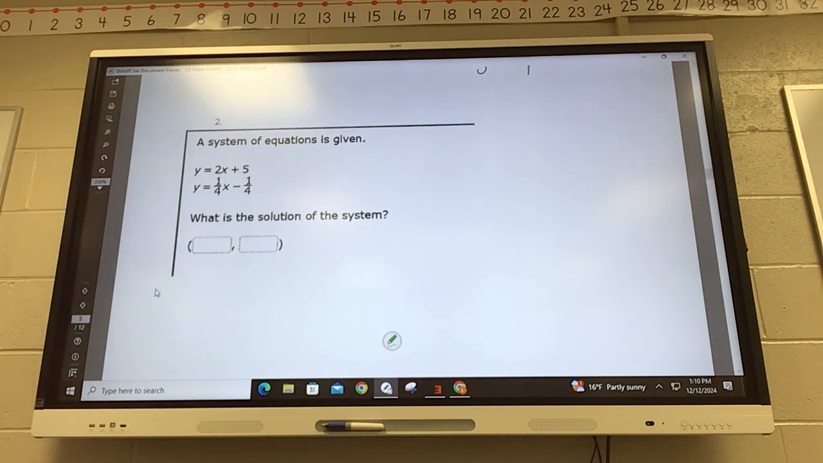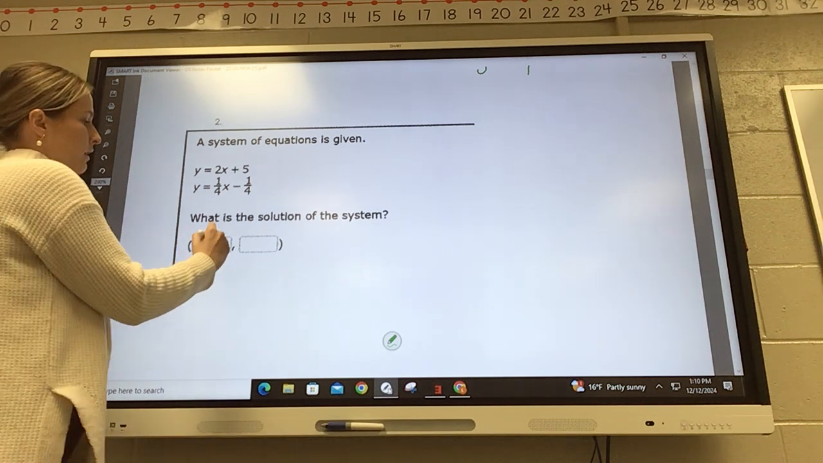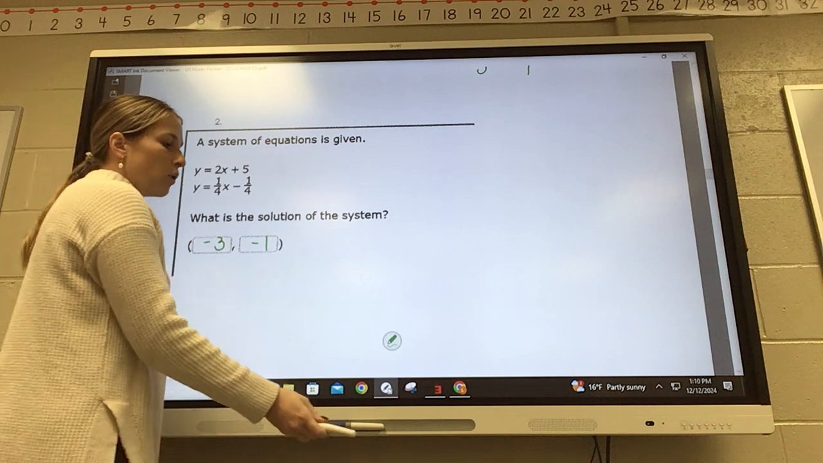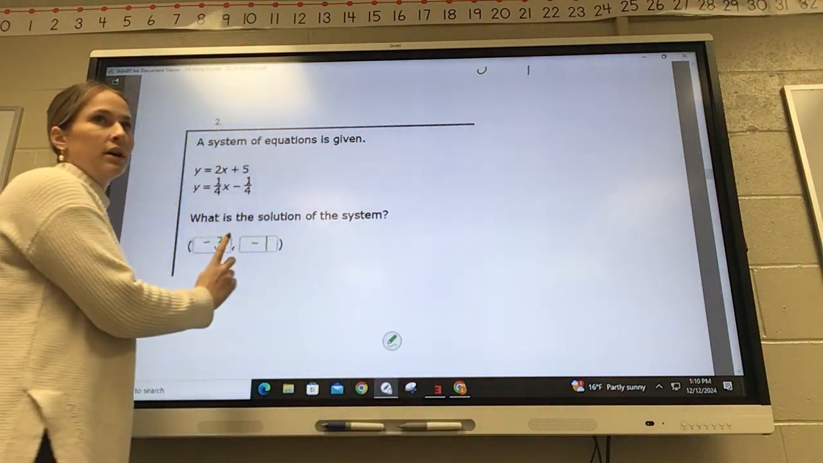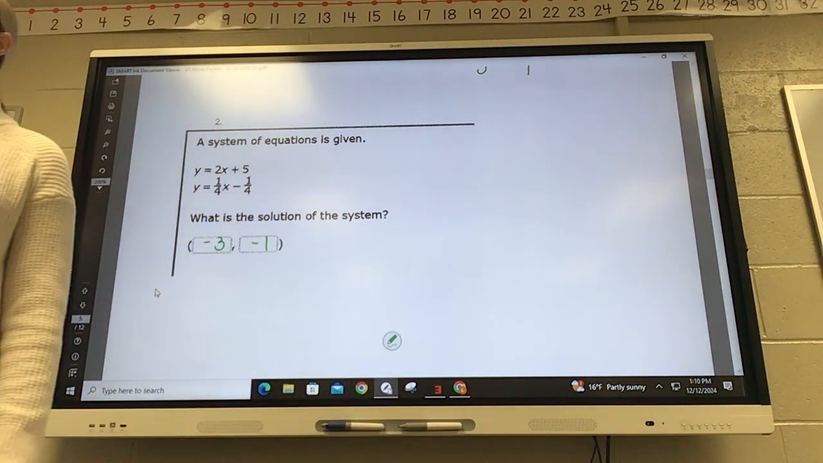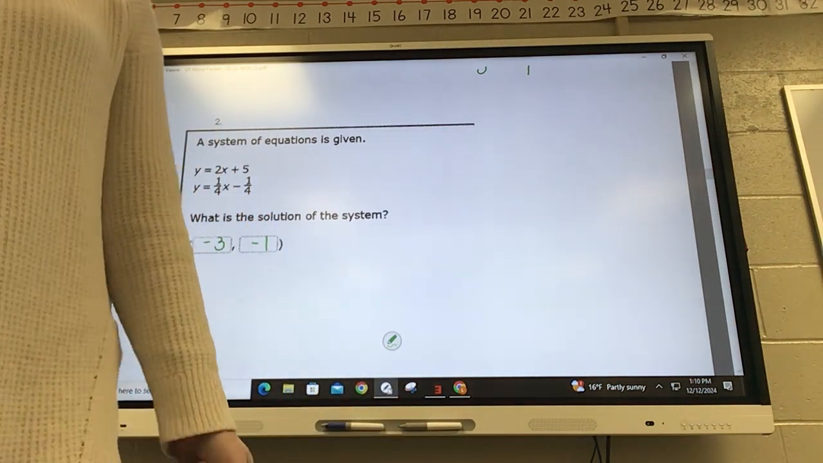And this one only did have one solution, and what was it? -3, -1. Did anybody have any issues with this one? No? Any issues with the rest of them? Any questions?